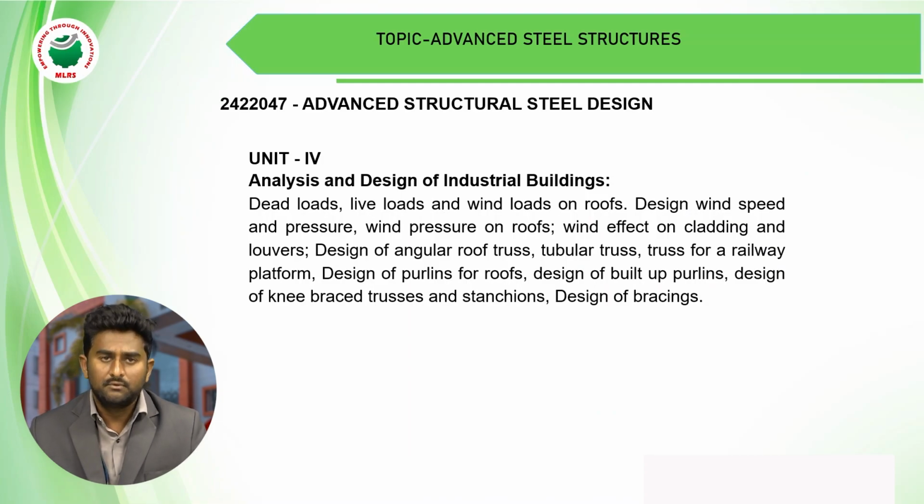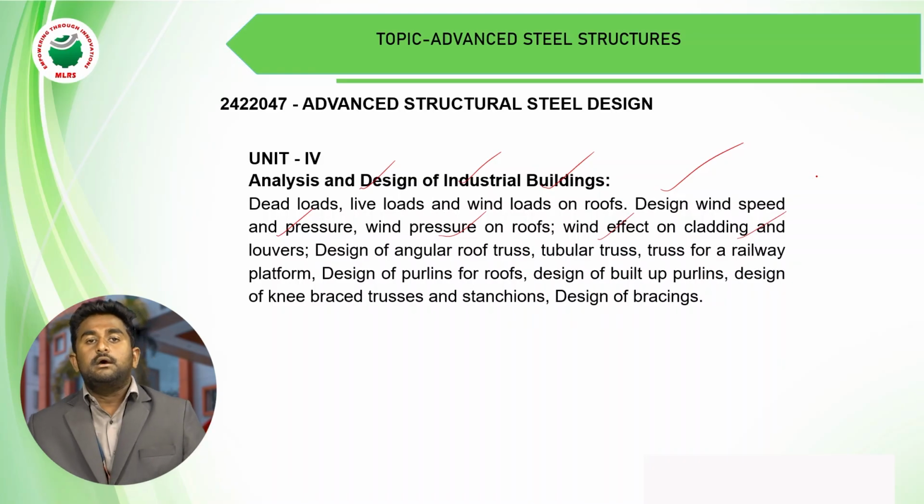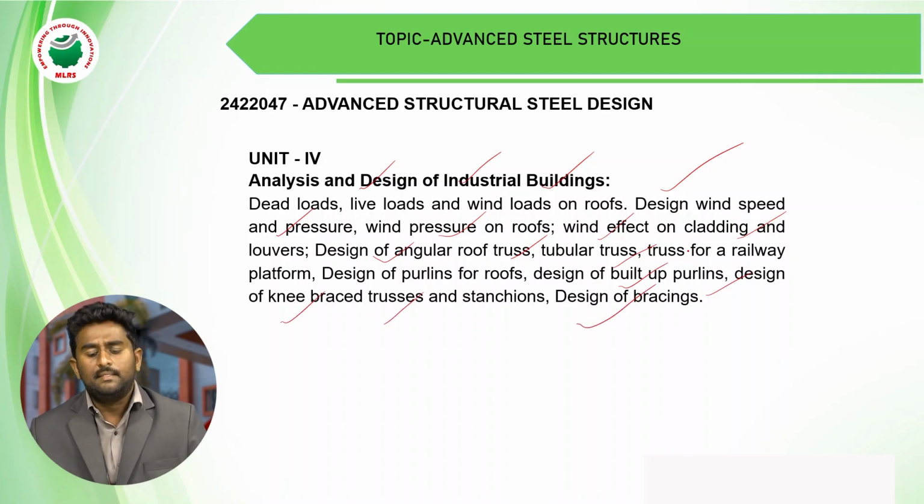Now coming to the fourth unit, analysis and design of industrial buildings: dead load, live load, wind load, design wind speed, pressure and wind pressure, wind effect on the roof trusses on the steel structures. Next, coming to the design of angular roof truss, tubular truss and design of built-up purlins, design of knee brace trusses, design of bracings in the steel structures.